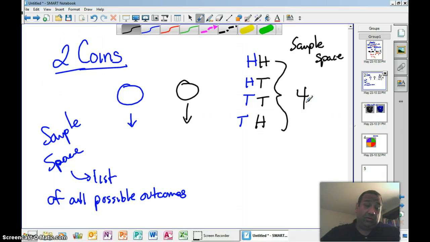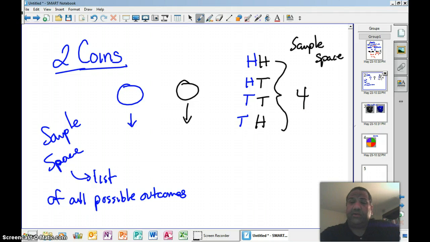So you can ask many questions about this. What about getting 2 heads? Well, it's 1 out of 4. A tail and a head? At least 1 tail? Just by questioning, you could change the whole way that you look at probability. But that's your sample space.